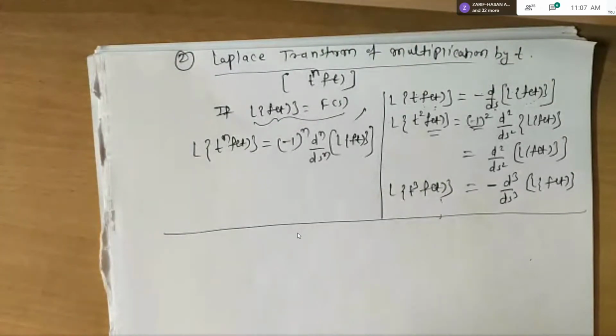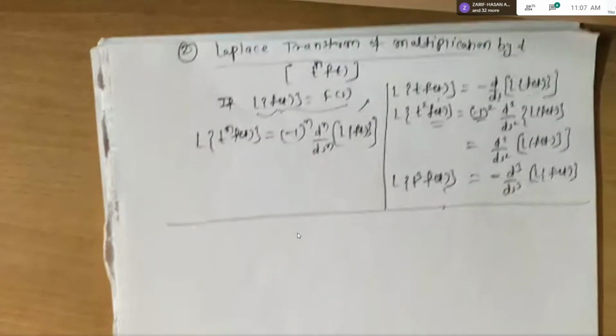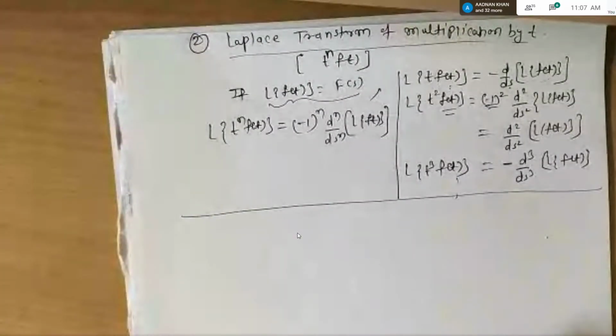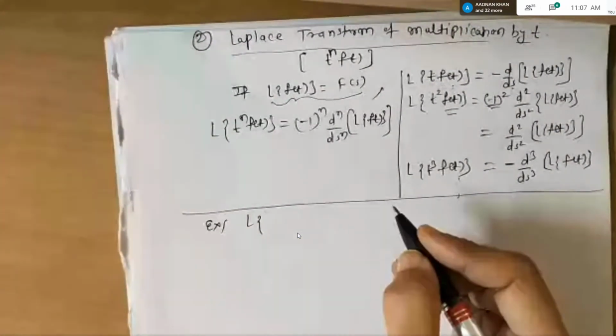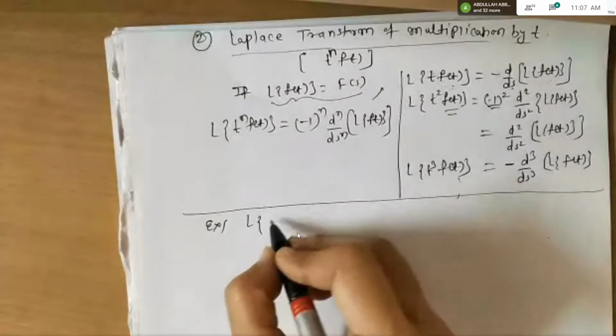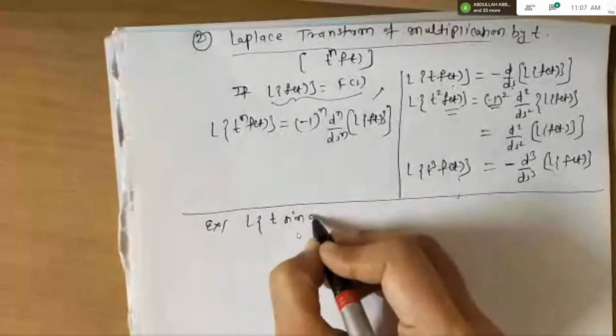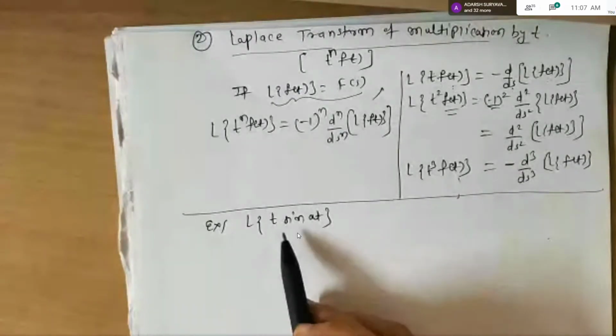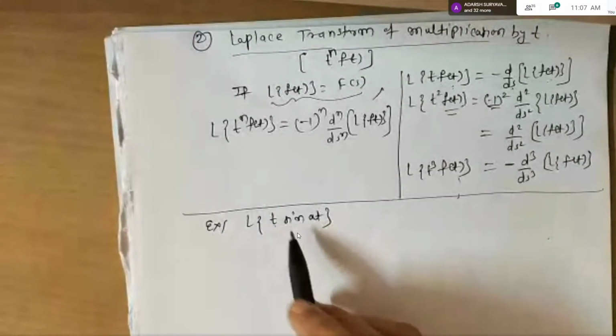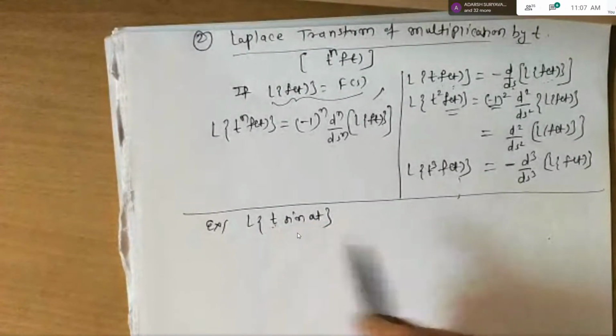Now let me explain this with an example. A simple example. Suppose I want to find Laplace of t into sin at. So you have to observe the function carefully and then decide which formula will help you to solve this problem. Now when you observe this particular example, it is t into f of t type, isn't it?